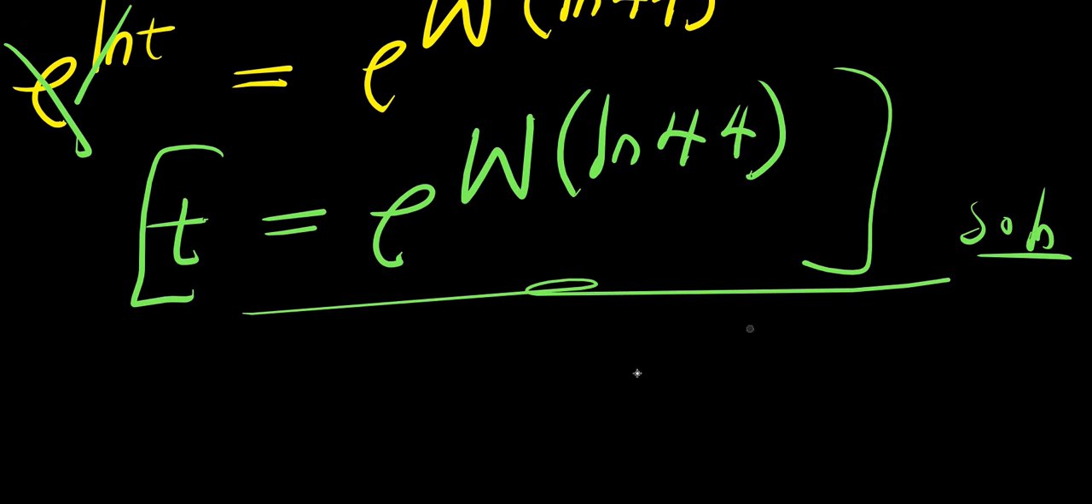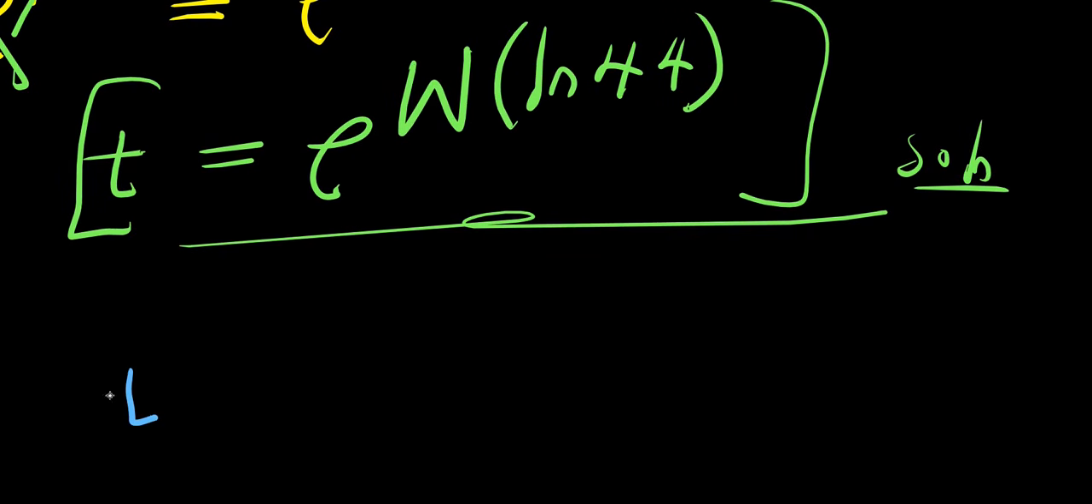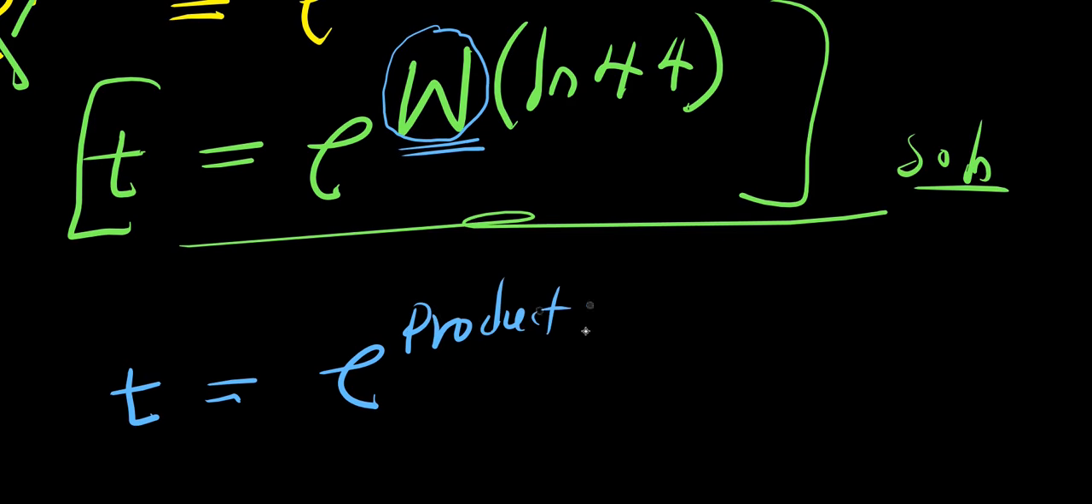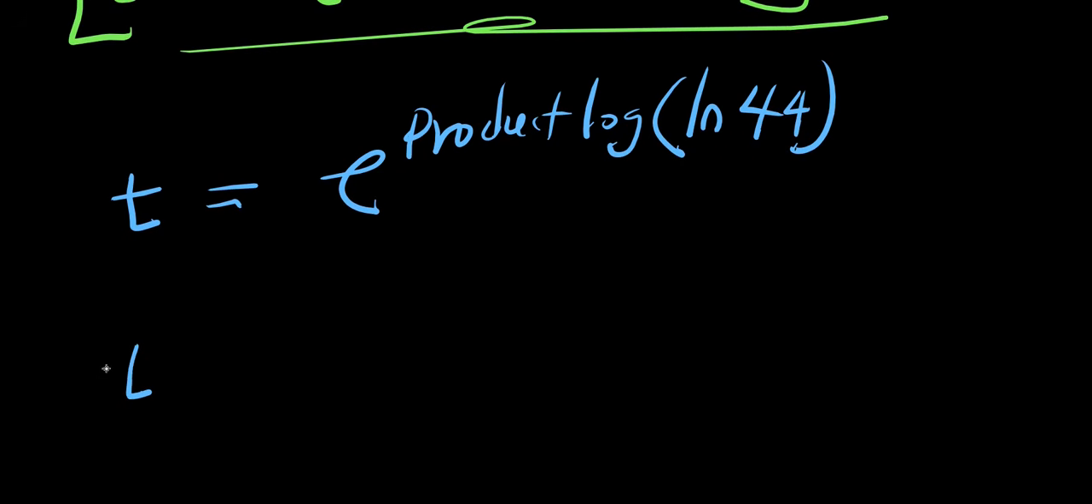This is our solution. Now to get that value of t, what you need to do is to make use of a calculator and type in this. t equals e to the power of the Lambert W function, you might not see this particular function there, but what you likely see is product logarithm or product log. You have product log of natural log, there's natural log in your calculator, 44. And once you have e raised to the power of product log of natural log of 44, you have your answer. And the answer is approximately 3.229.